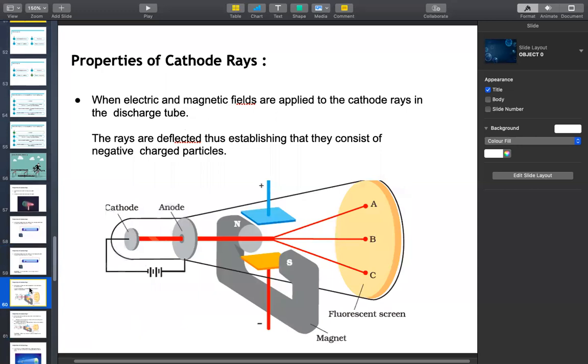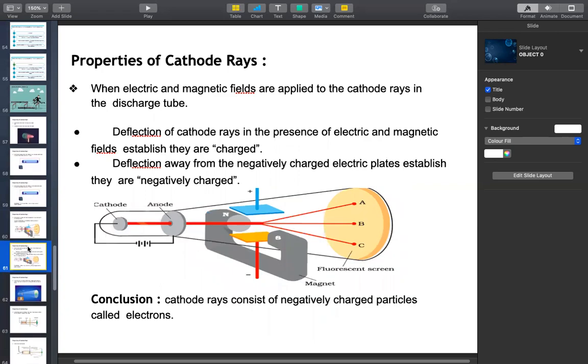Properties of cathode rays. If electric and magnetic fields are applied to cathode rays in a discharge tube, the rays are deflected, thus establishing that they consist of negatively charged particles. Any doubt in this, guys? If so, please let me know. No? Okay, fine. I'm moving to the next thing.